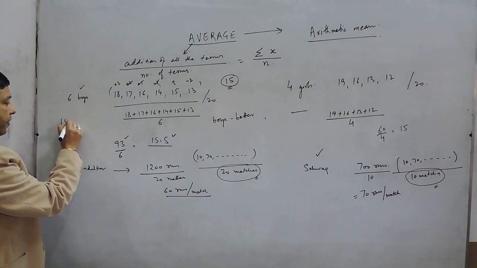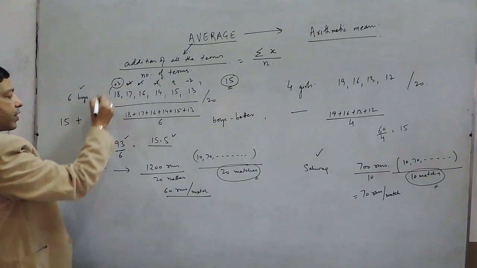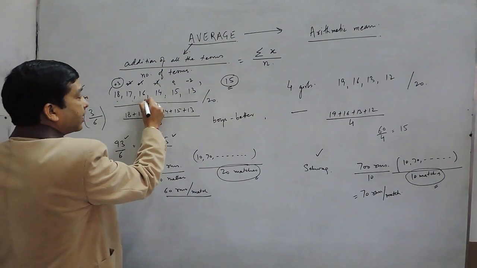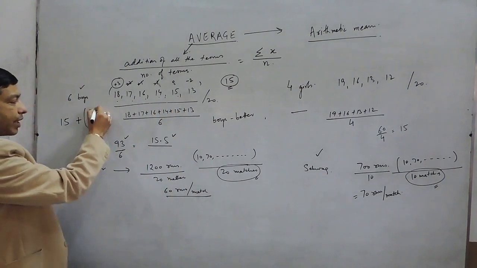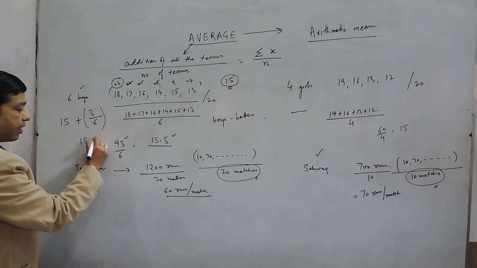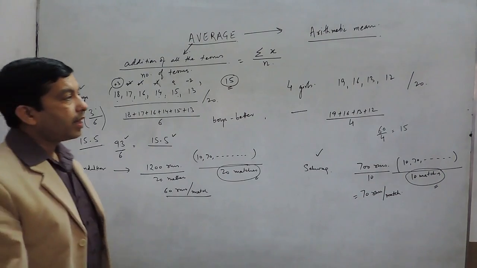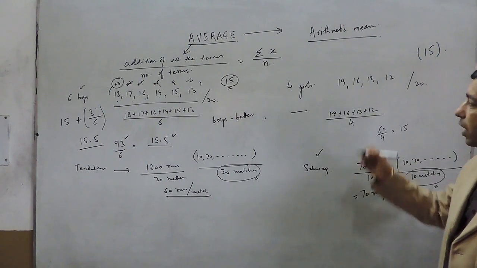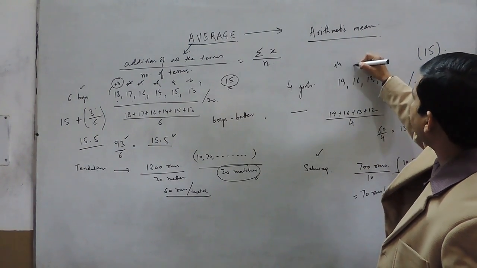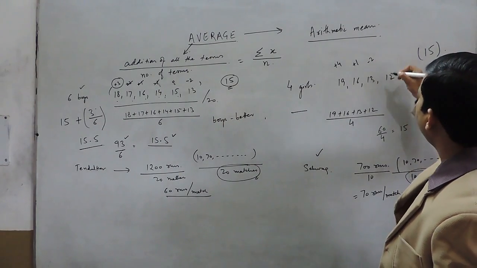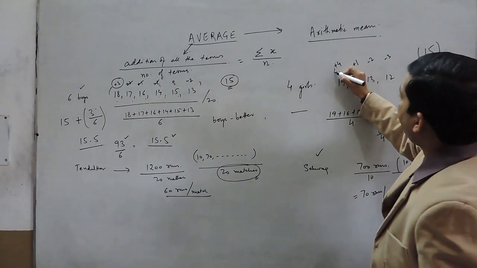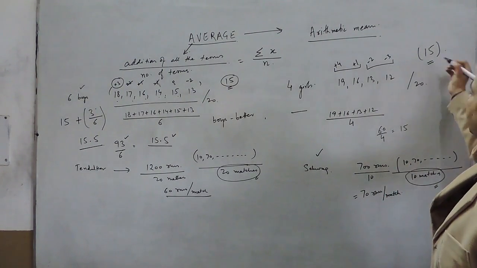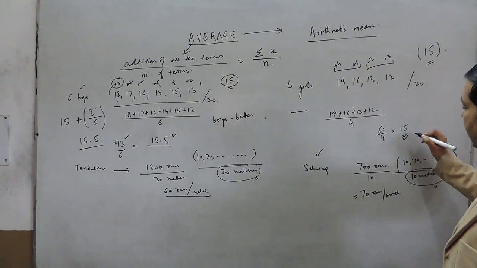So the total comes out to be 15 plus a score of 3 which is extra, which has to be divided equally among the 6 boys. So it comes out to be 3 upon 6, which gives 15.5. Here also, if I suppose 15 as the average, this has plus 4, this has plus 1, this has minus 2, and this has minus 3. Now the plus 5 and the minus 5 can be interchanged, and the average comes out to be 15 itself. So this is the correct answer.